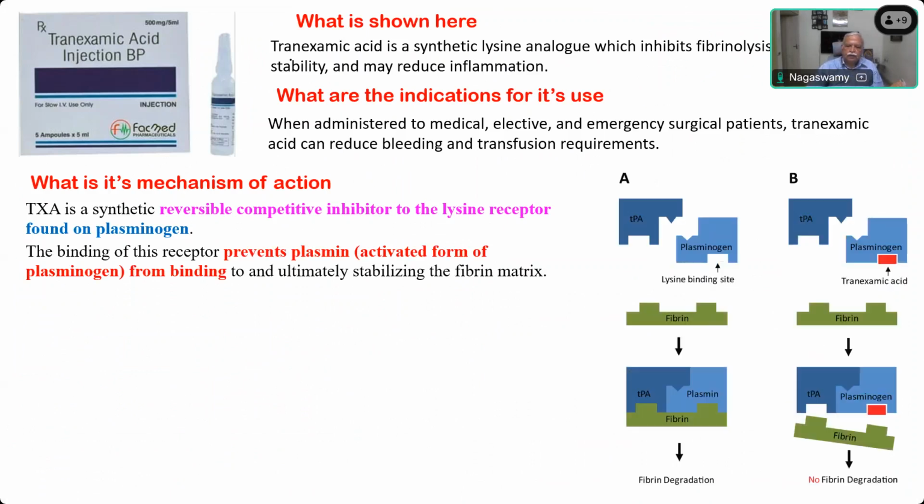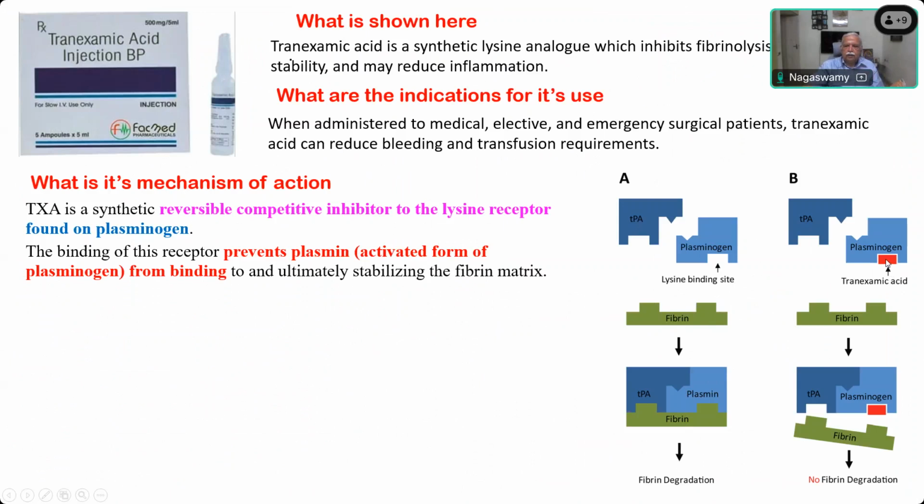So if you see this picture, this is the normal course of events. This is plasminogen, this is tissue plasminogen activator. So this has got to bind to the fibrin to stabilize the fibrin. Okay? And then later on, the fibrin has to be degraded. So this is the function here.